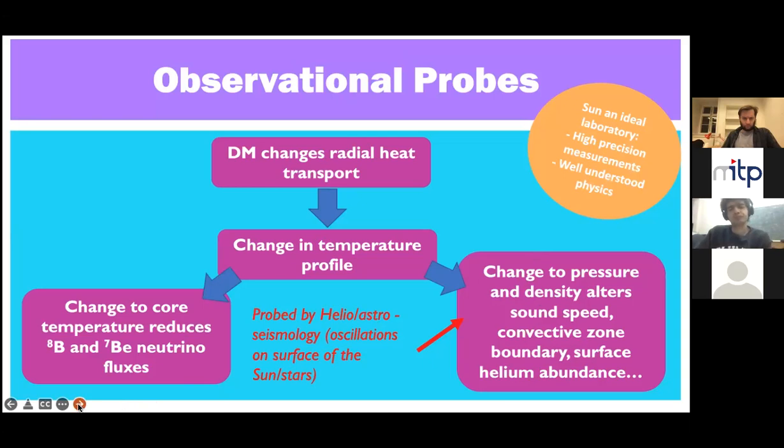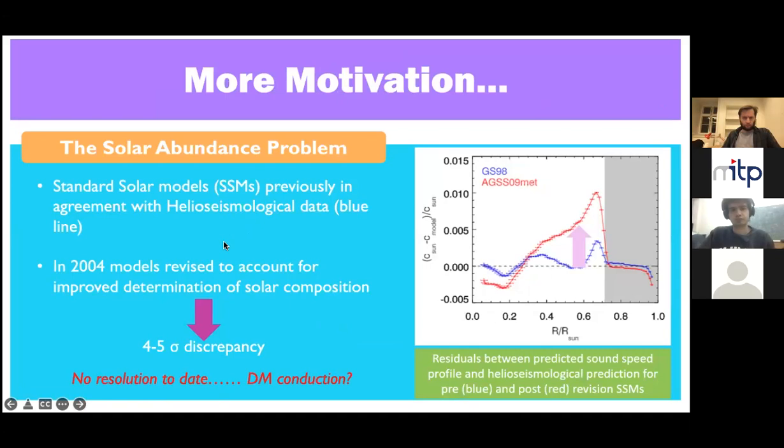So that's how we can get a handle on it experimentally. Just another quick thing to chuck in there is that standard models of the sun, our standard solar models, are currently in 4 to 5 sigma discrepancy with helioseismological observables. And it could well be that invoking this additional method of heat transport could provide a resolution to this problem.